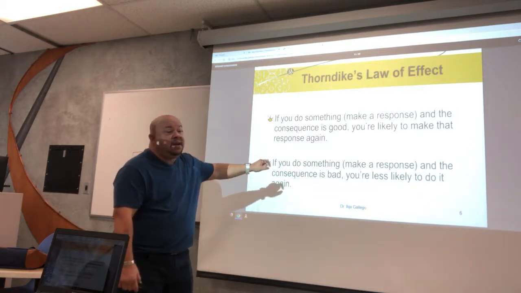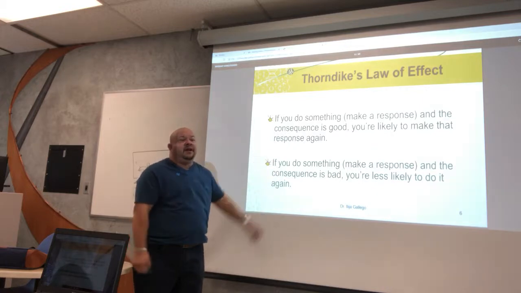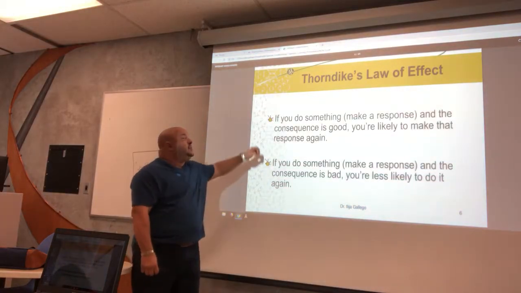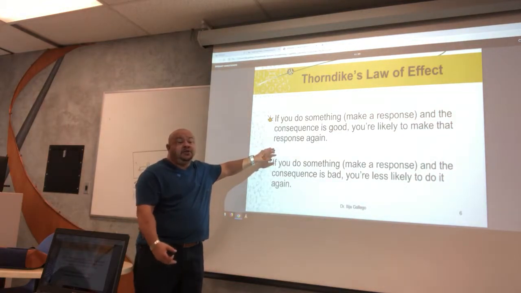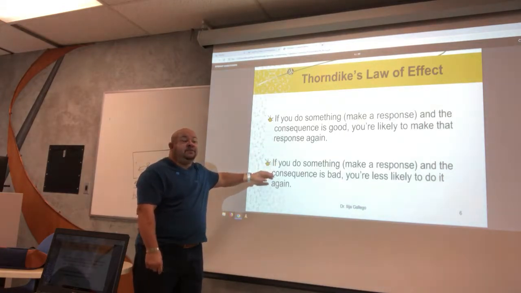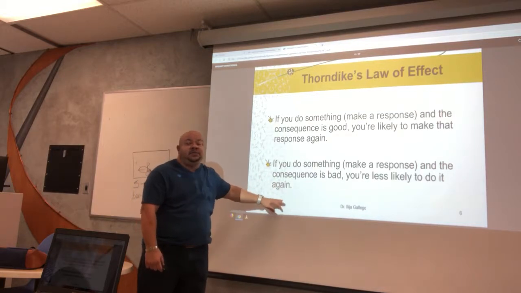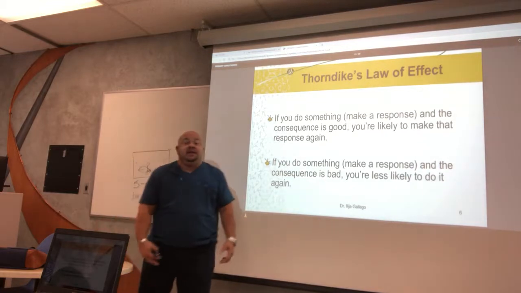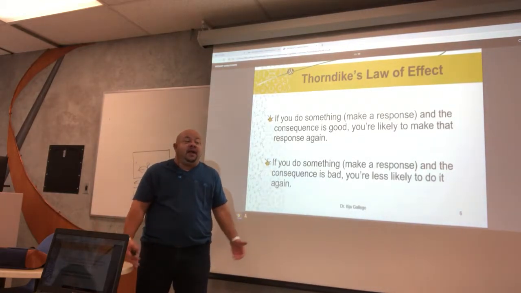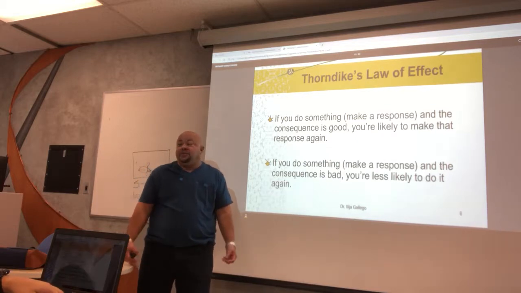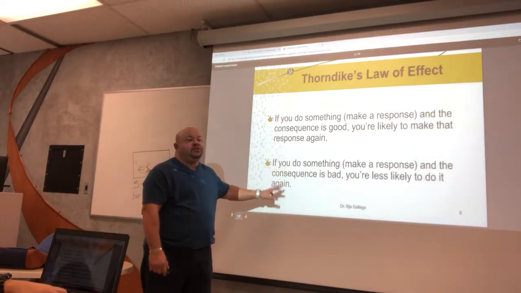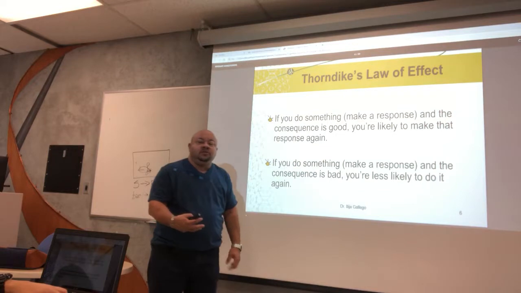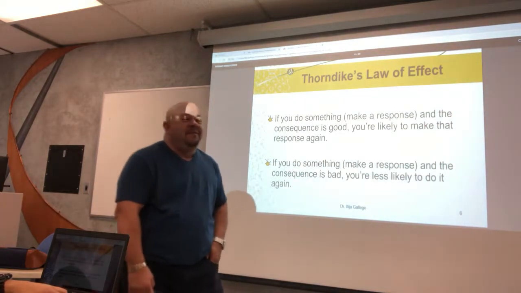Here's what it is. Thorndike's law of effect says that if you do something or make a response and the consequence is good, in the future, when you come across that stimulus again, chances are you're going to do that again. And if you do something and you don't like the consequences, next time you're in that situation, you're less likely to do it again. So basically, duh, right? We do something, we like how it turns out, we do it again. We do something we don't like how it turns out, we might not do that again. Probably won't, okay?